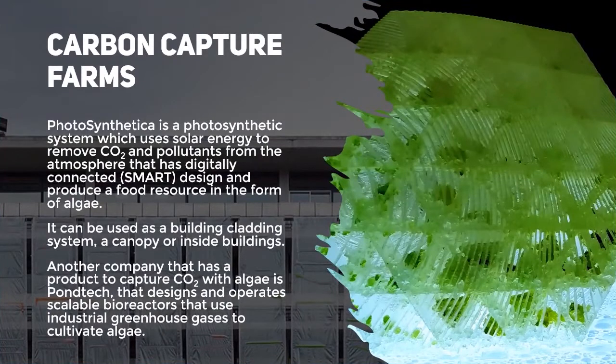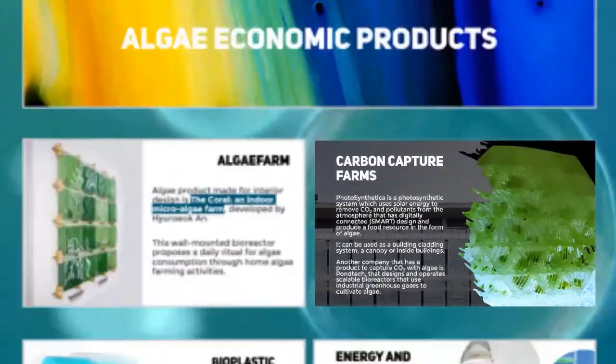Carbon capture farm. Photosynthetic is a photosynthetic system which uses solar energy to remove CO2 and pollutants from the atmosphere, that is digitally connected, smart, and designed to produce a food resource in the form of algae. It can be used as a building cladding system, a canopy or inside buildings. Another company that has a product to capture CO2 with algae is Pontic, that designs and operates scalable bioreactors that use industrial greenhouse gases to cultivate algae.